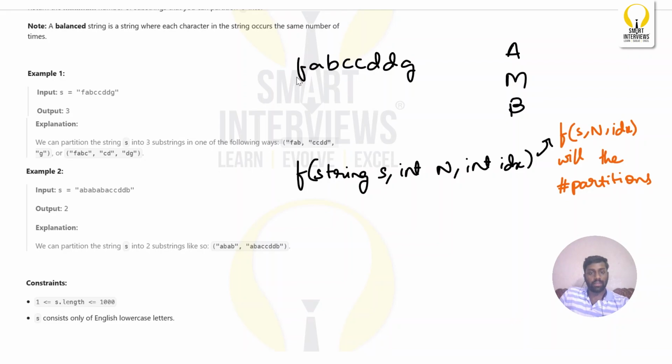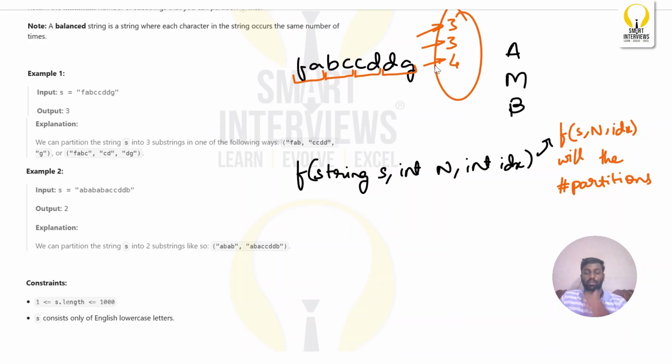You could also try FAB, CCDD, and G. Now, in the previous partitioning as well, we got three partitions. Here as well, we are getting three partitions. We could also try something like FA, BC, CD, DG, for which we are getting four partitions. Among all these, we need the minimum number of partitions that we can partition the string into.